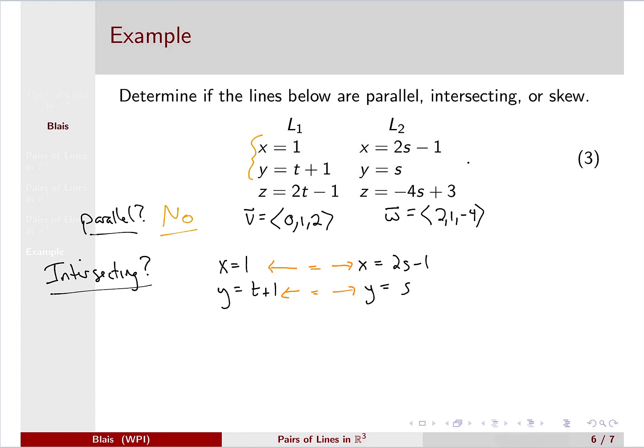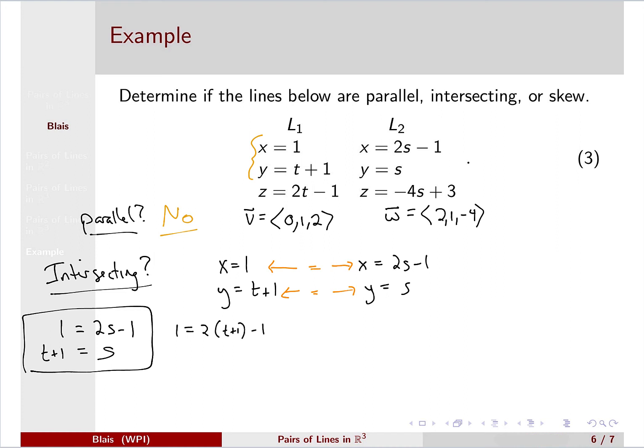That gives us 1 equals 2s minus 1 and t plus 1 equals s. Two equations and two unknowns. So we can substitute t plus 1 for s up here. So we get 1 equals 2 times the quantity t plus 1, minus 1.